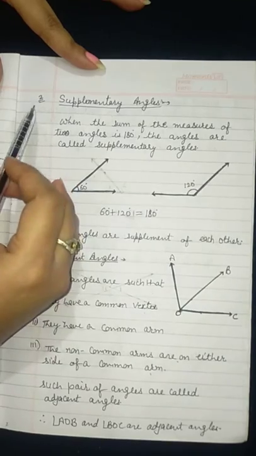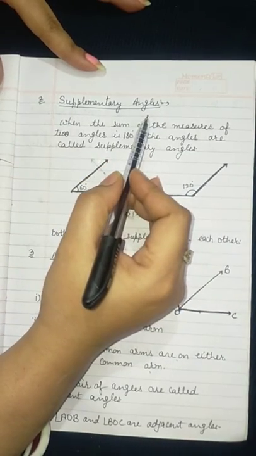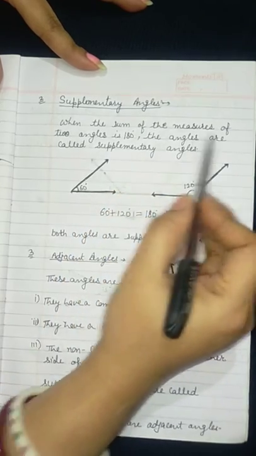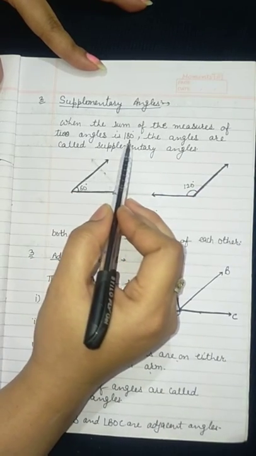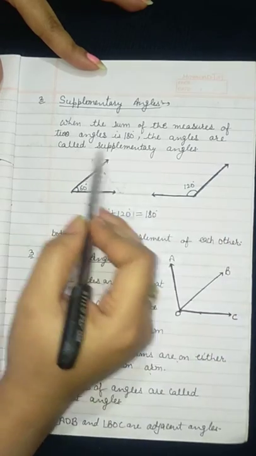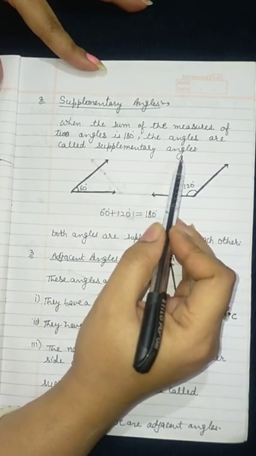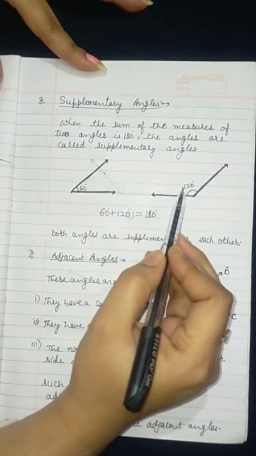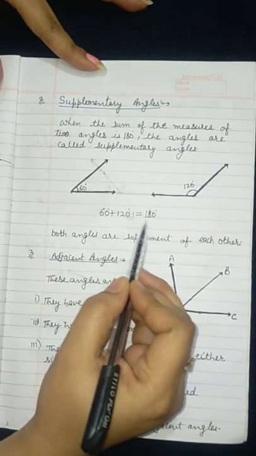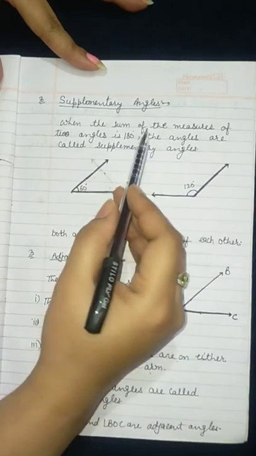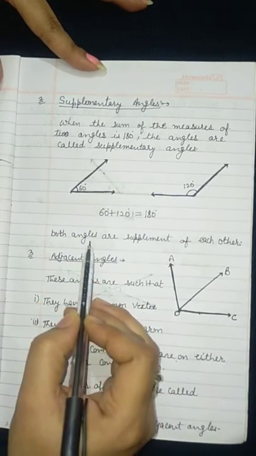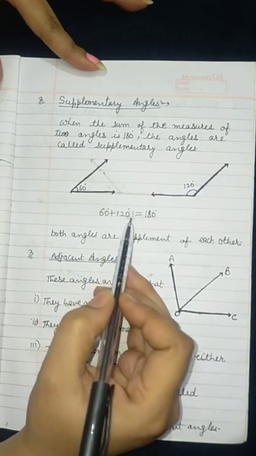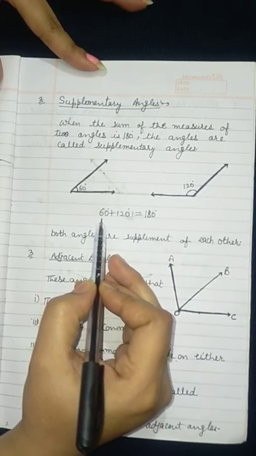And the second one is supplementary angle. See, what are supplementary angles? When the sum of the measures of two angles is 180, the angles are called supplementary angles. Means when we add two angles, 60 and 120, we get the sum 180, and these angles are known as supplementary. Means here both the angles are supplements of each other. It means 60 is the supplement of 120 and 120 is the supplement of 60 here.